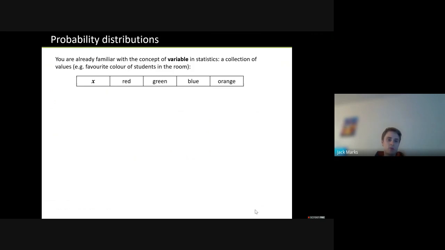So, probability distributions. Here's the idea. We are going to have a number of different variables, x, that we are going to measure. You're already familiar with this, although it might be presented in a different way. Imagine you have a questionnaire asking about people's favorite colors: red, green, blue, and orange. These are the different variables you are measuring. How many people like red? How many people like green? How many people like blue? How many people like orange? It's like 4 questions in one, if you want to think of it that way.